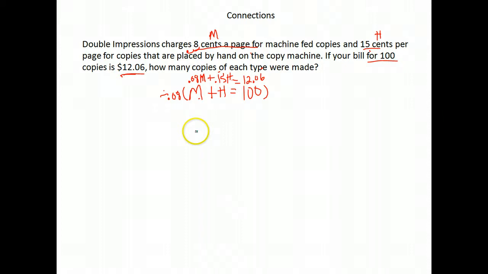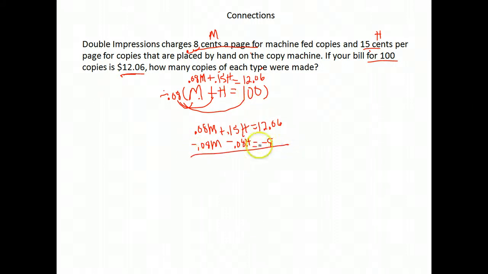So when I do that, I still have my original equation of 0.08m plus 0.15h equals $12.06 for the cost. And then I have this new one, if I distribute, of negative 0.08m minus 0.08h, you need to take it times everything, and then negative 0.08 times 100 is negative 8. We kind of add down, so here my goal was accomplished. Those would be 0. I have no m's left.